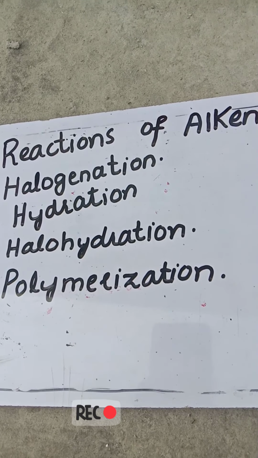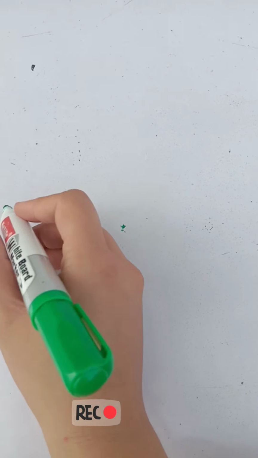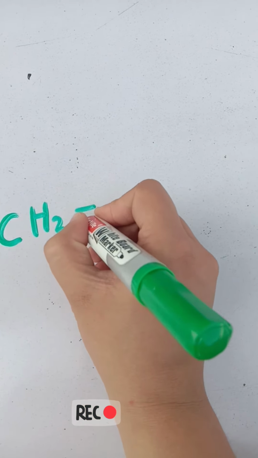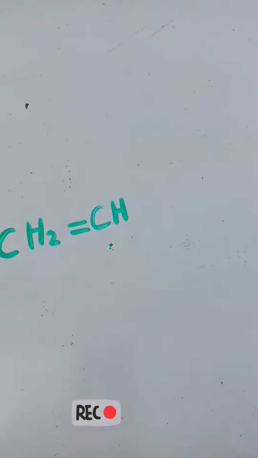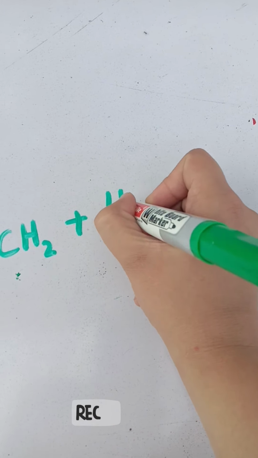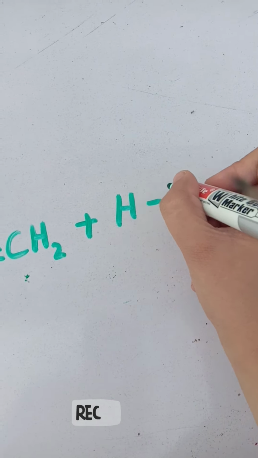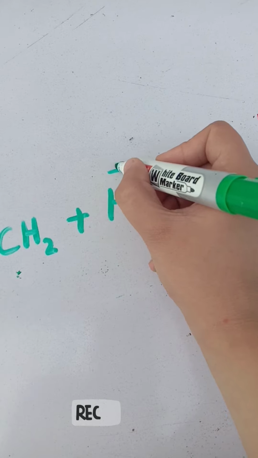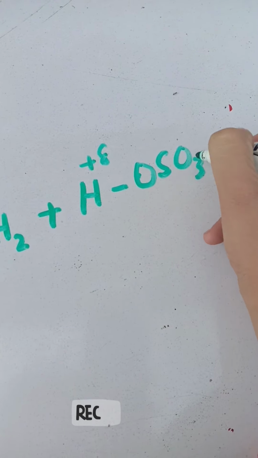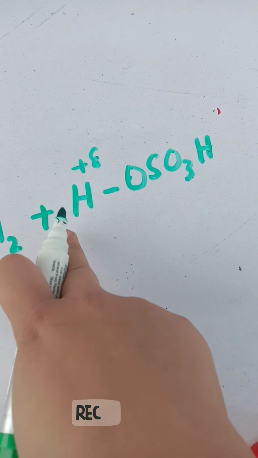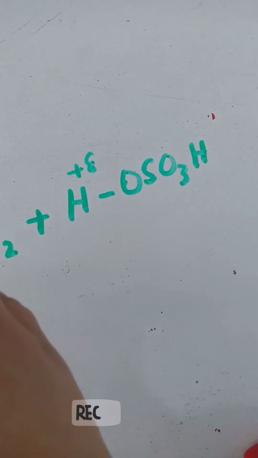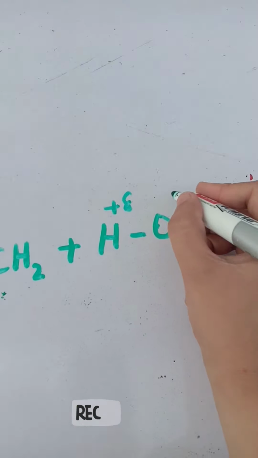So in case of hydration, we will again draw a simple ethene molecule having the 2 carbon atoms and a central double bond present between the 2 carbon atoms, and I'll take H2SO4. So how do I draw H2SO4? I'll draw H2SO4 in this manner, that is H having partial positive sign and OSO3H. I'll split this H2SO4 into 2 parts, one containing partial positive sign and the other, OSO3H, containing the partial negative sign.